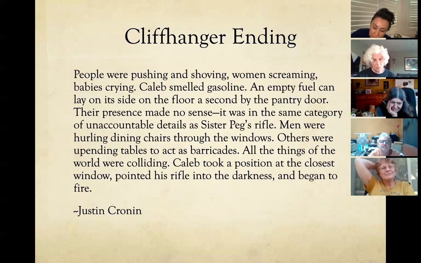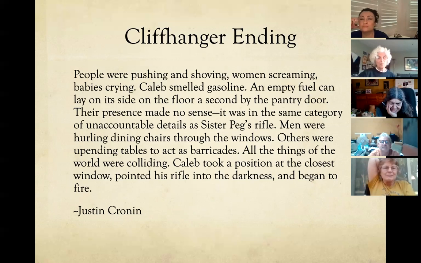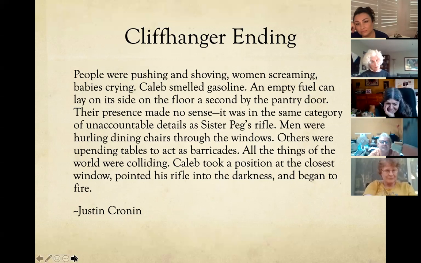There's this chaos that takes place, people shoving and crying, women screaming, babies crying. Caleb smells gasoline. And then the last sentence is, Caleb took a position at the closest window, pointed his rifle into the darkness, and began to fire. So all we know is that he's taken up weapons against this incoming whatever it is. That's where the scene leaves us. So then of course we're going to have to keep reading because we want to make sure everyone that we love comes out alive.